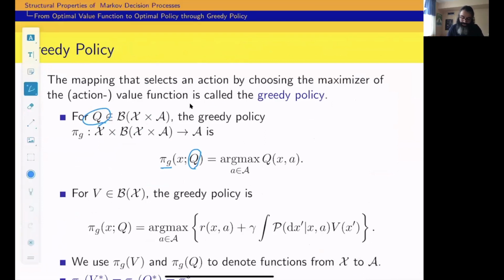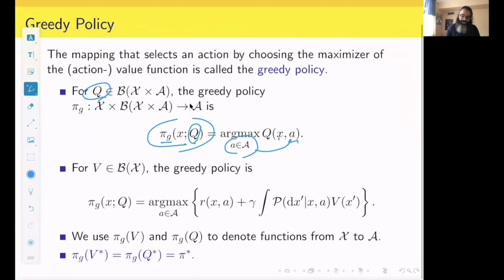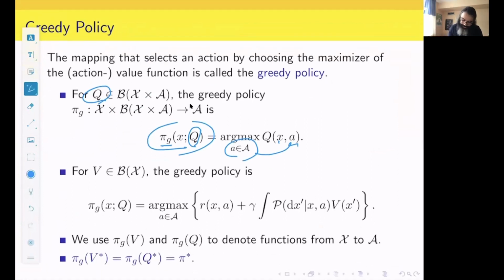It gets Q and then computes for state X the argmax of that Q function and returns that argmax. So this is called the greedy policy. And we also can define, oops, there's a mistake here.